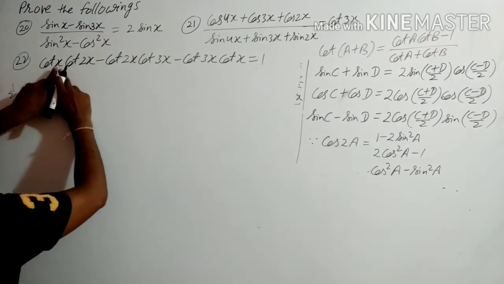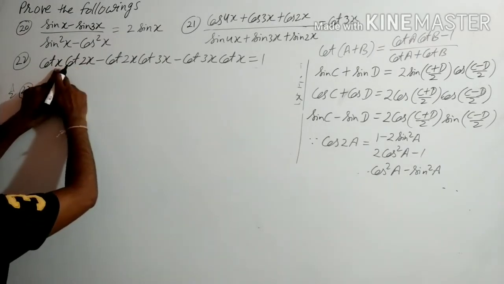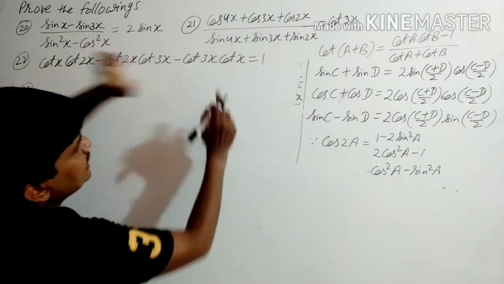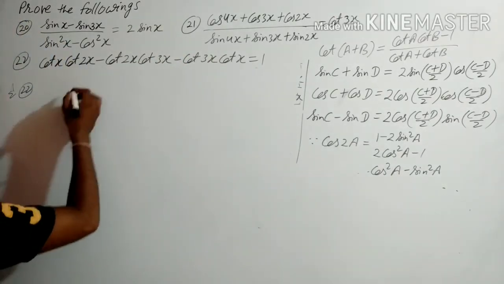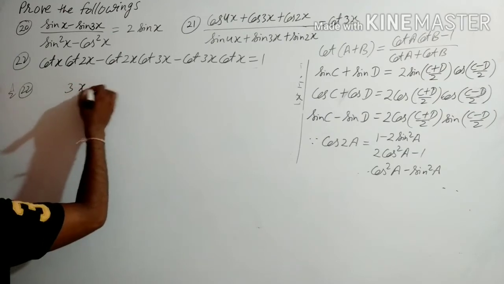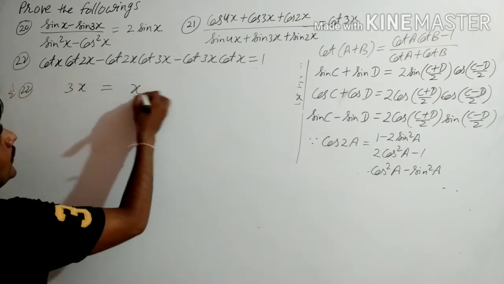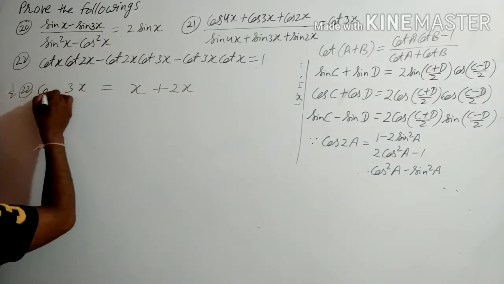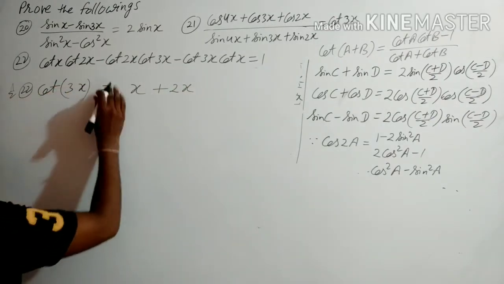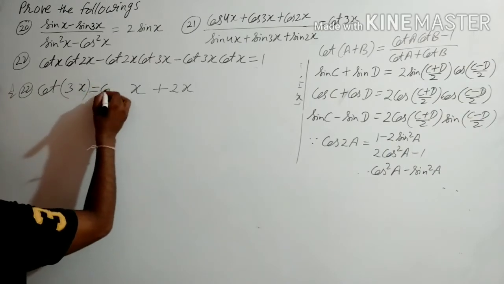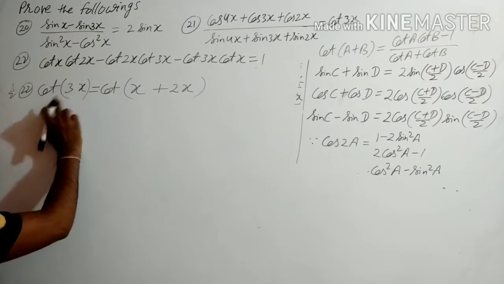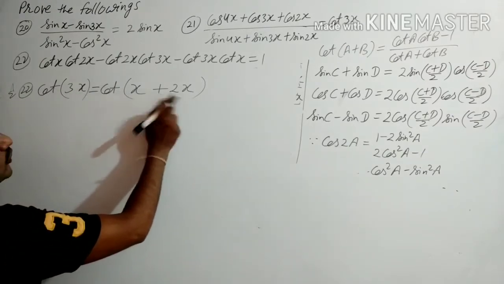So the highest angle here is 3x: this angle is x, this is 2x, and this is 3x. We know that 3x can be broken into x plus 2x. Now use the term cot here, in the same manner. So cot 3x can be written as cot(x plus 2x).